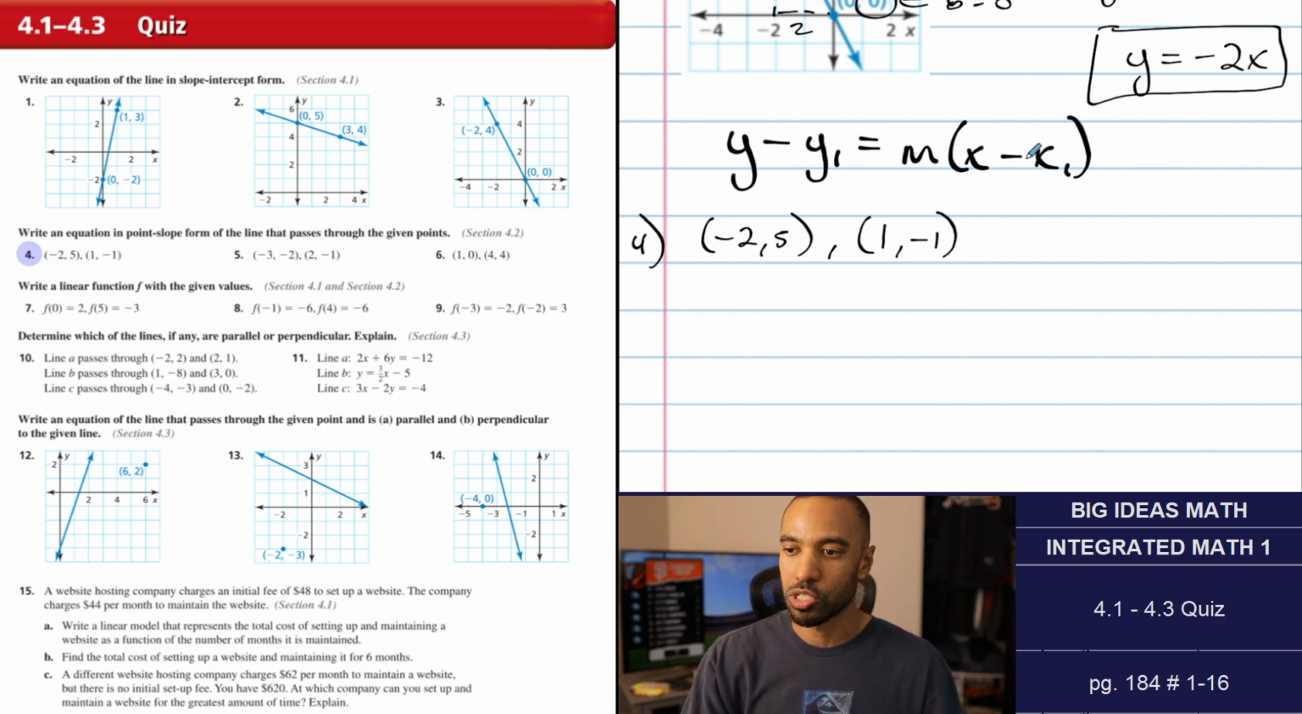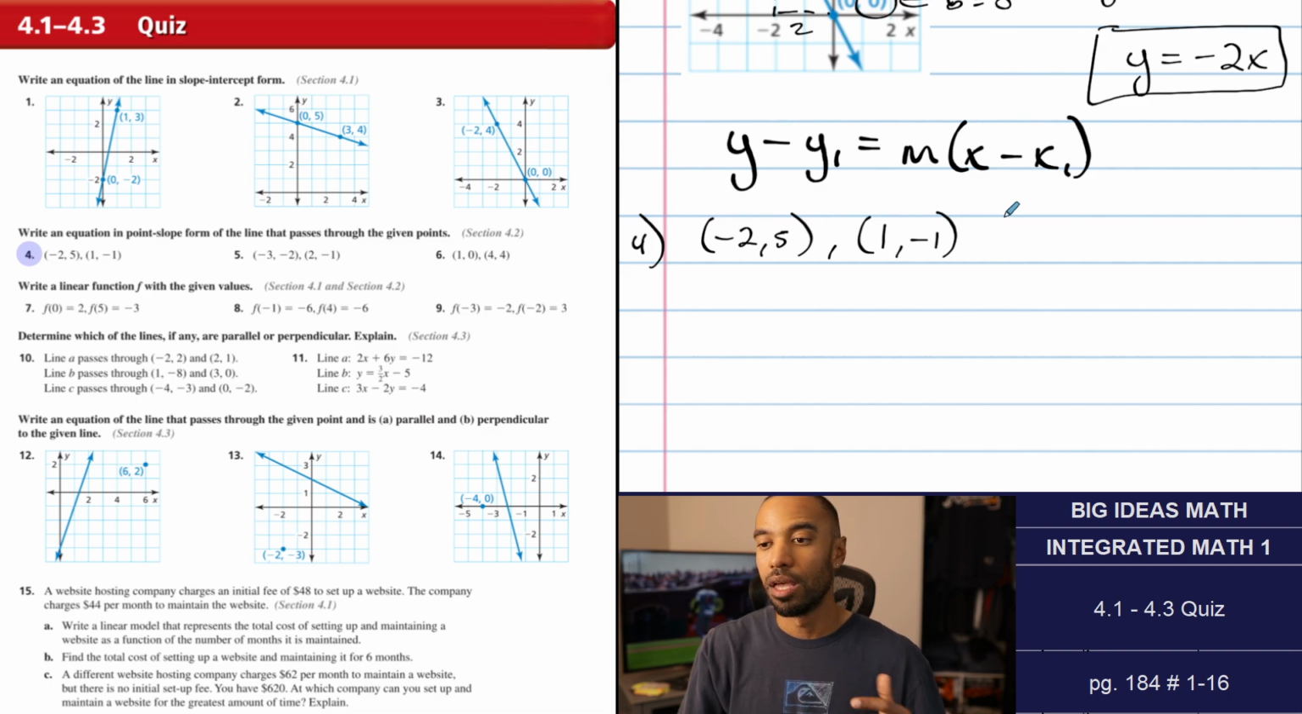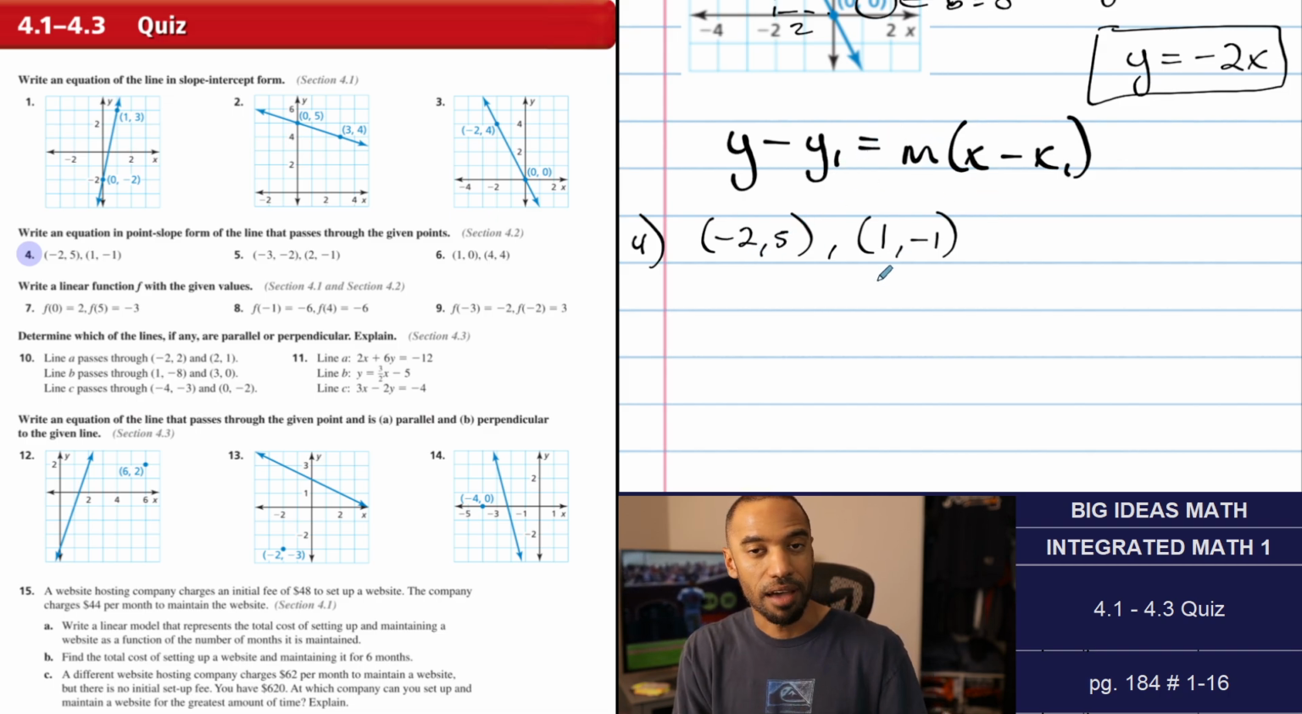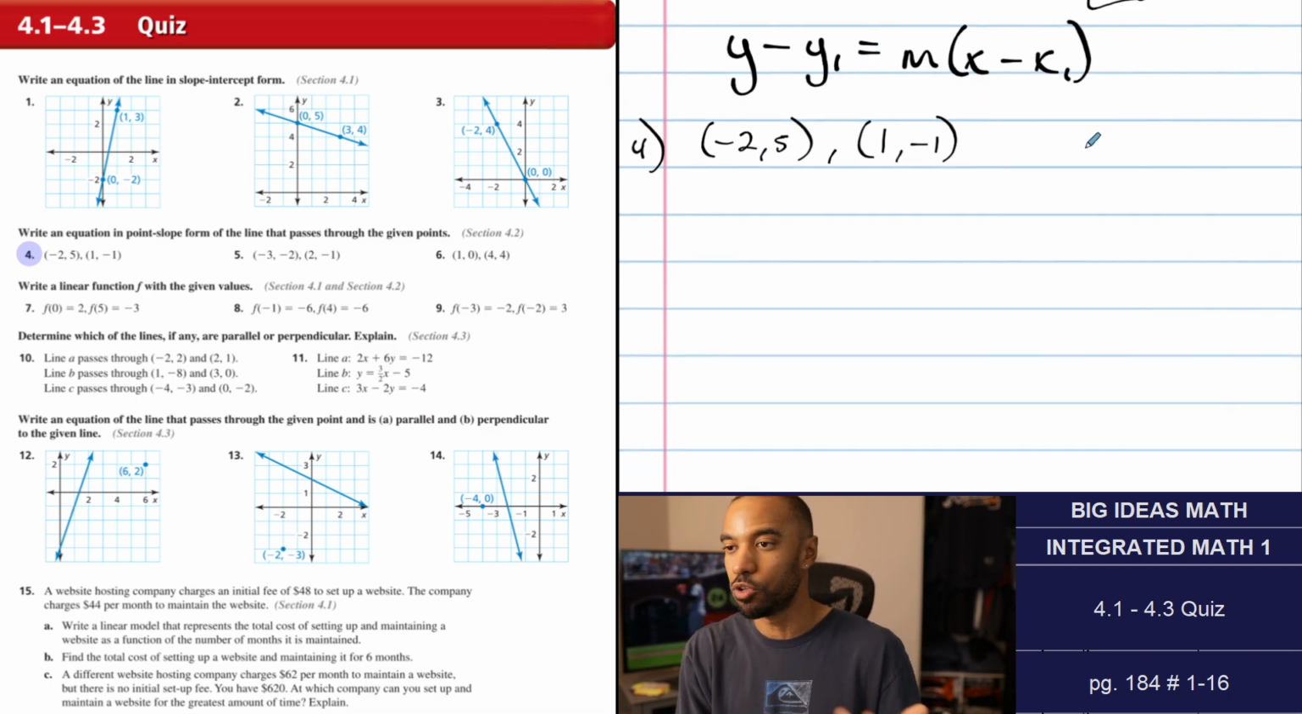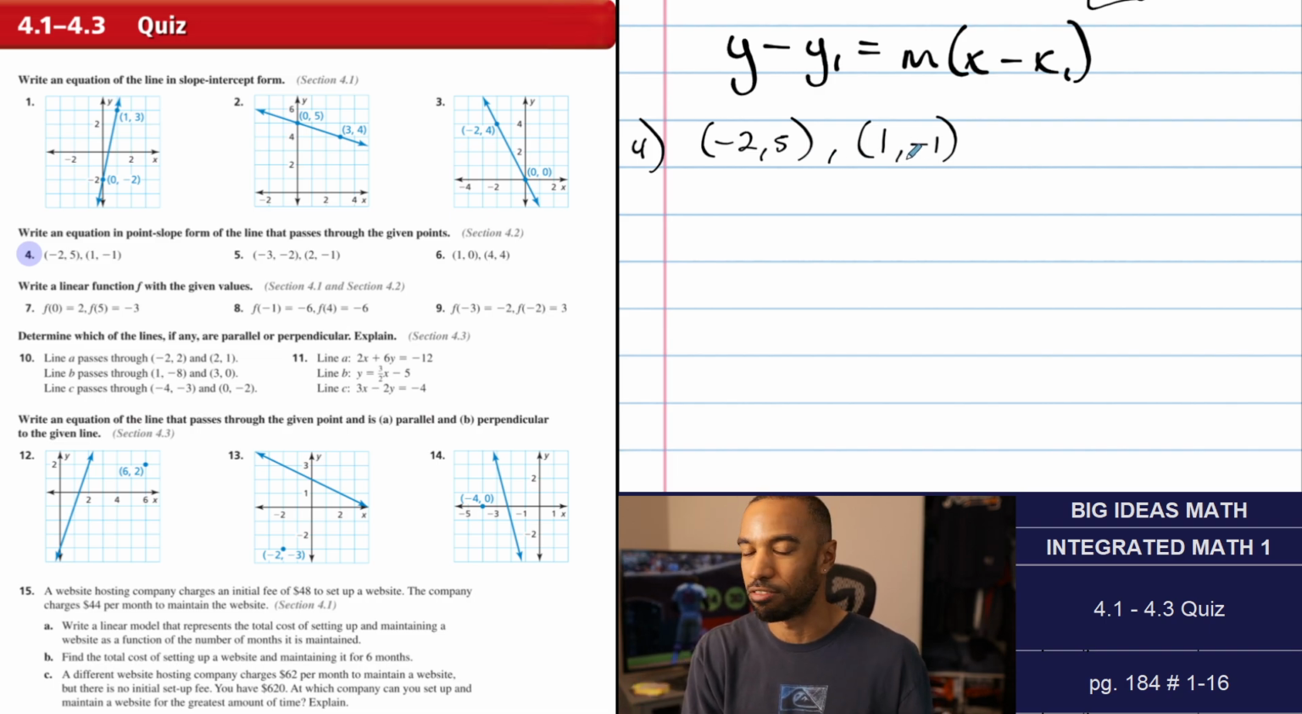The point that we cross through is your x1, y1. You can either choose this point or this point for it to work. Your m is your slope. We don't have the slope in this set, so we've got to find it. Even if you wanted to use slope-intercept form, you still have to find the slope.